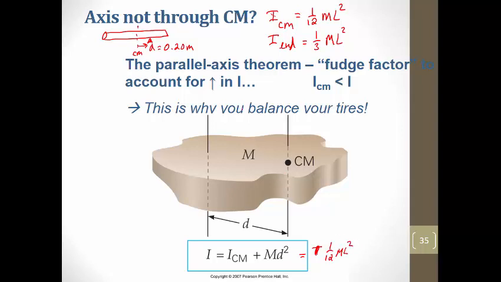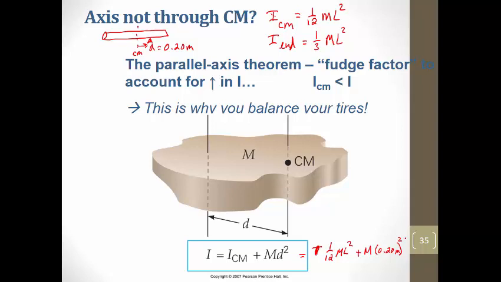But it's going to be bigger because it's not rotating about the center of mass. So then I would add to that the mass of my rod times d squared. So in this case, 0.20 meters squared. So it'd just be larger. And that's the whole idea of the relationship between rotating about the center of mass and the moment of inertia. If it's not rotating about the center of mass, it's always larger.